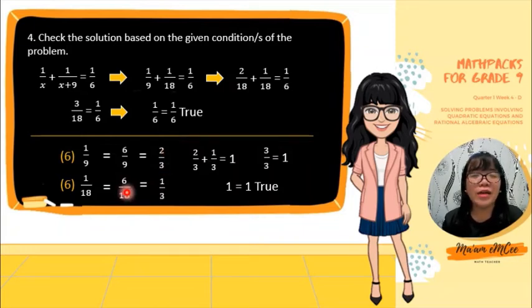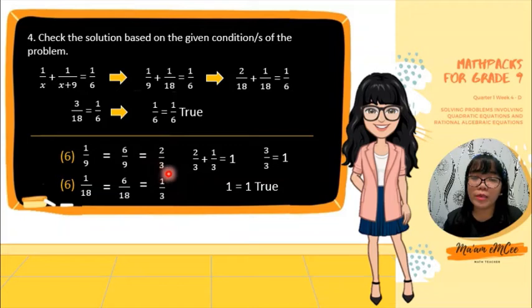And if we reduce 6 over 18 into the lowest term, again, the greatest common factor of 6 and 18 is 6. So 6 divided by 6 is equal to 1. 18 divided by 6 is equal to 3. So that is equal to 1/3. Now, is 2/3 plus 1/3.